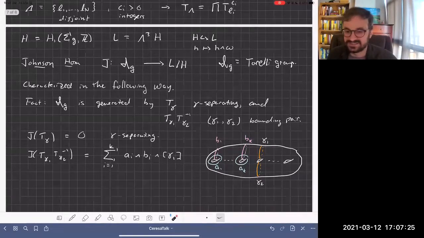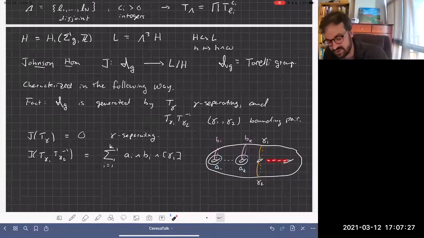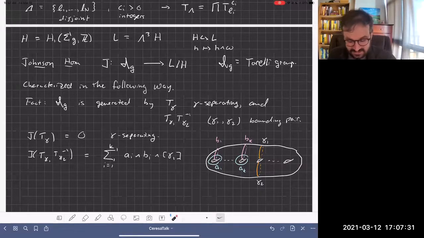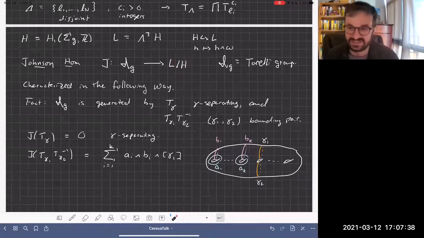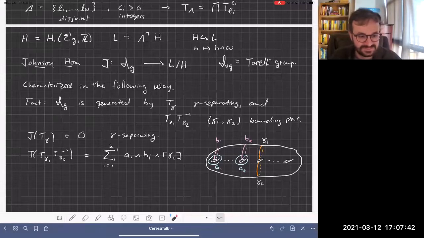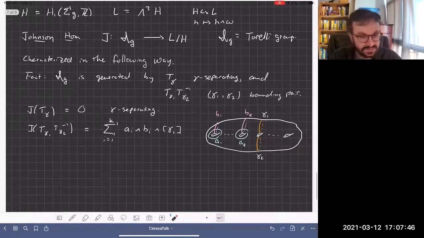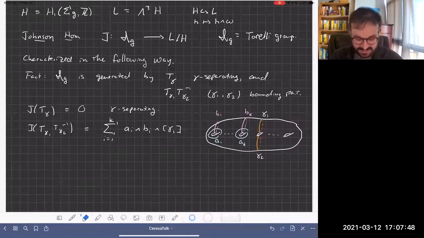I guess there's another piece of ambiguity, like we could have tried to do this with the other side of the surface, and that ambiguity is taken care of by modding out by H in the codomain of the Johnson homomorphism. Okay, so this was sort of an aside.